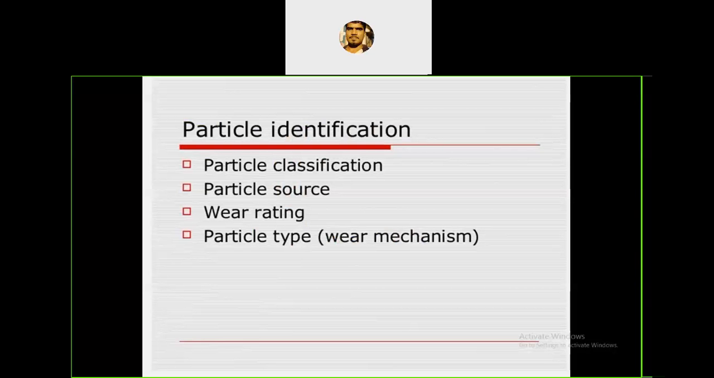If you go with particle identification, first it will classify the particles, depending on the grain size. It will classify the particles and the particle source. So it will identify the source. Is there any void? It will identify the source. And wear rating means what type of wear is taking place. It will rate the wear, and particle type, the wear mechanism. It will finally go with the wear mechanism.